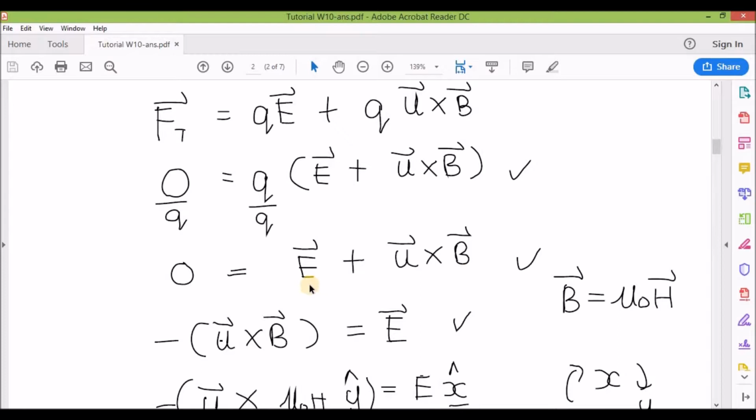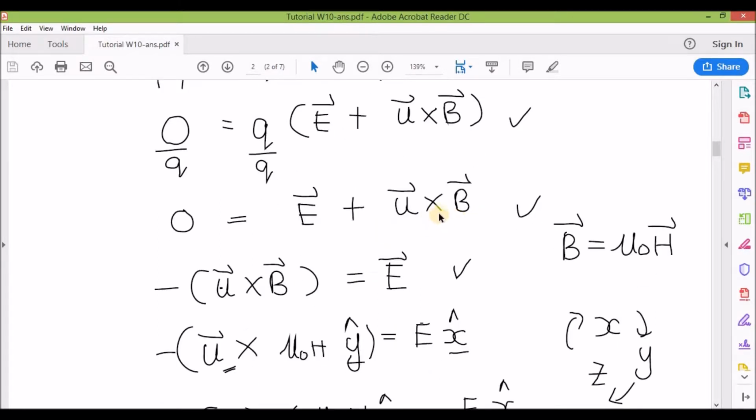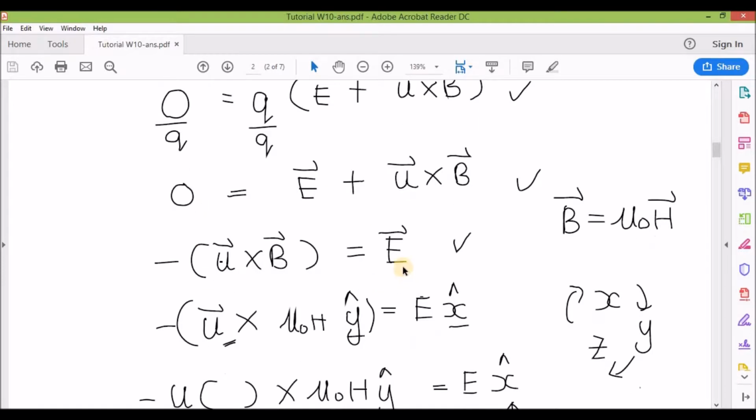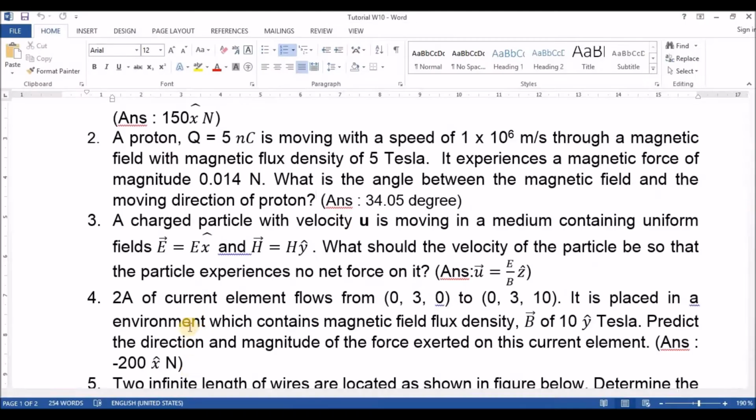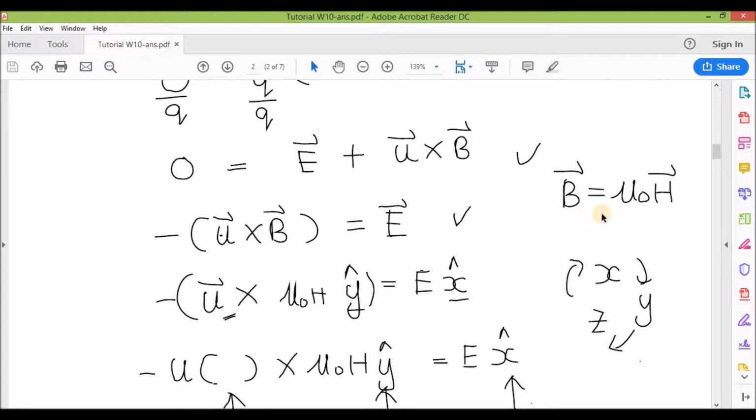And this is the relationship between the E and also the U and B. So when I move the U cross product B to the left hand side, it will become like this. And in this question, they didn't give us the value of the B. They give us the value of the H, right? So this one is the H. So let's look at what is the relationship between the B and also the H. Okay, so this is the relationship.